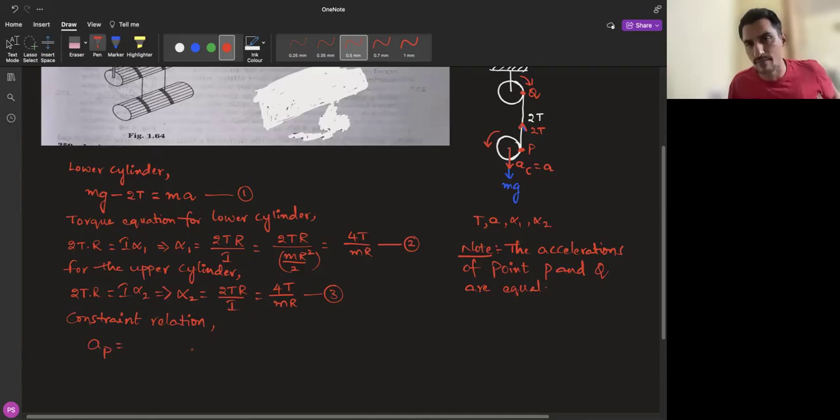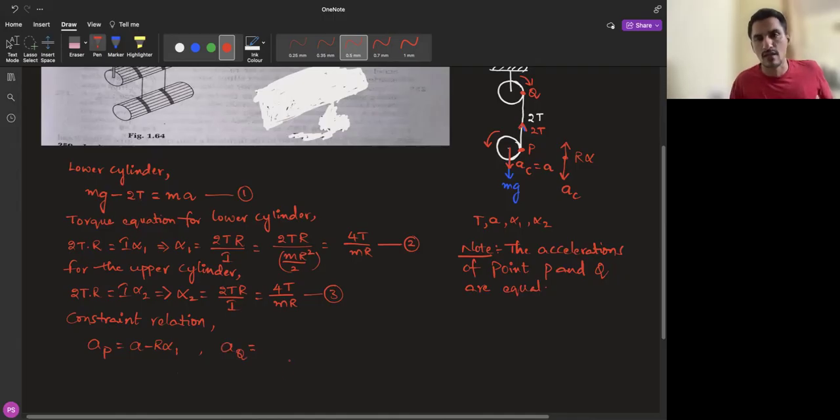Acceleration at point P. See here, there are 2 types of accelerations. One is downward acceleration, that is acceleration of center of mass, and the other one is upward acceleration, that is R alpha. Am I right or not? So there are two types of accelerations. Now I am going to write it as A minus R alpha. Alpha for the lower cylinder, we have taken it as alpha 1. Am I right?